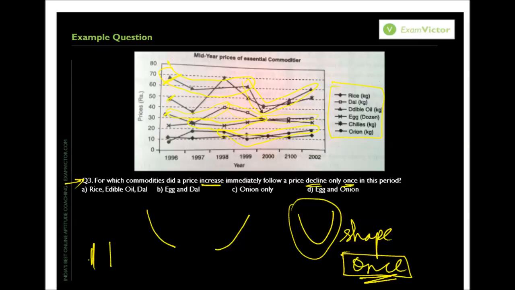The 2 that we are looking at, one is the circles, which is the onions, and the other one is the eggs, right? The crosses. So eggs and onions is the right answer.